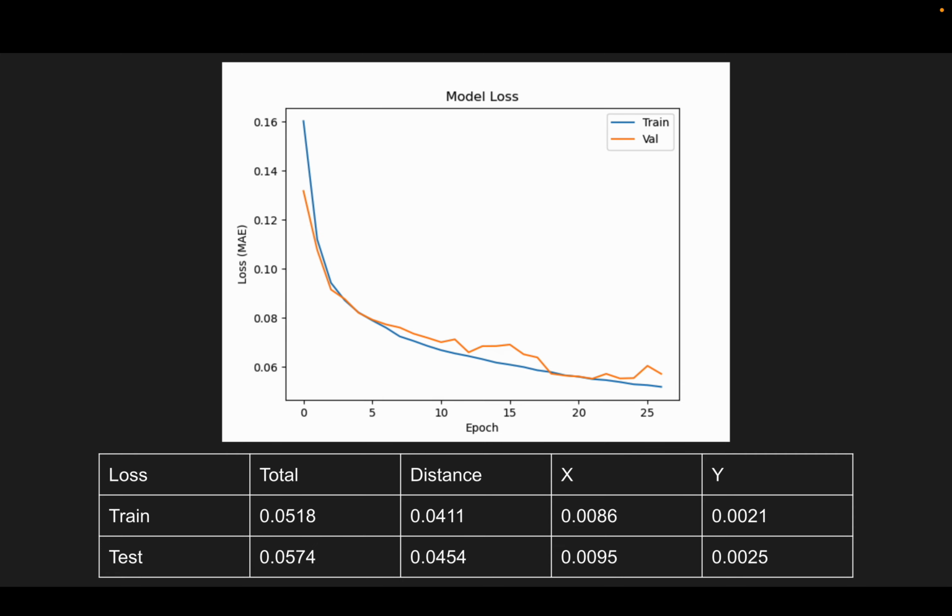And at the bottom, we see a table of the train and test losses for the total, distance, X, and Y. And we see that the losses are very close together, indicating that our model makes very good predictions and is generalized very well.